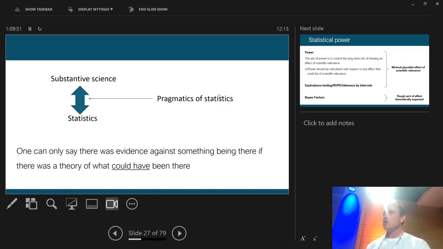So you can only say you have evidence against something being there if you had some idea of what size it was that it could have been if it were there. And that's a scientific question that no statistician can answer for you, and no standardized effect size of 0.5 or 0.2 can be the answer to, because it's a scientific question. So I think of it as the pragmatics of statistics, which is the interface between the science and the statistics.